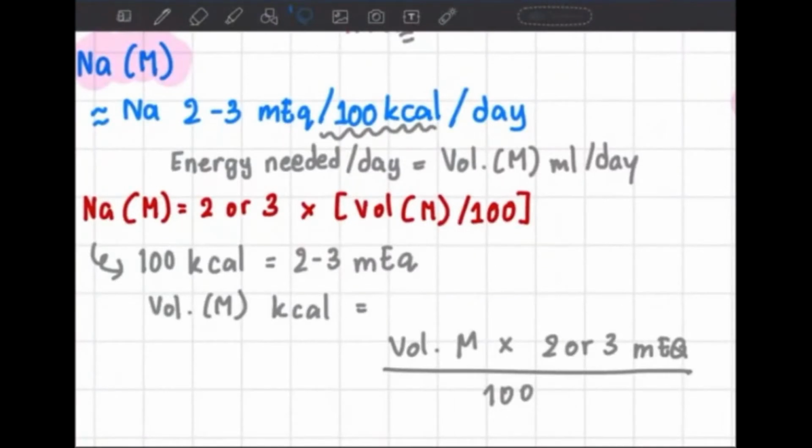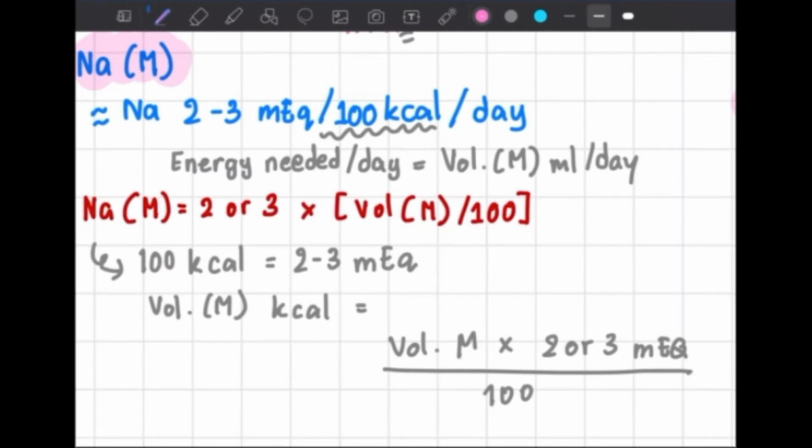The next value we are going to talk about is the sodium maintenance. The principle is that a person needs 2 to 3 MEQs of sodium per 100 kcal per day. To not be confused, for 100 kcal we are just going to assume it to be the volume maintenance, because the volume maintenance is how much water a person needs per day. Okay, so don't be surprised by that.